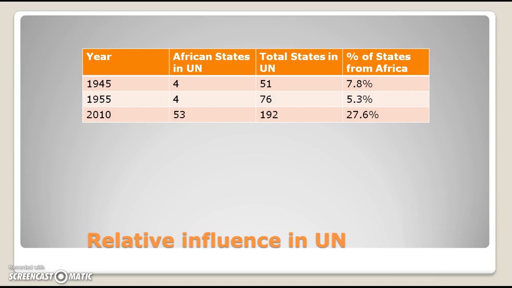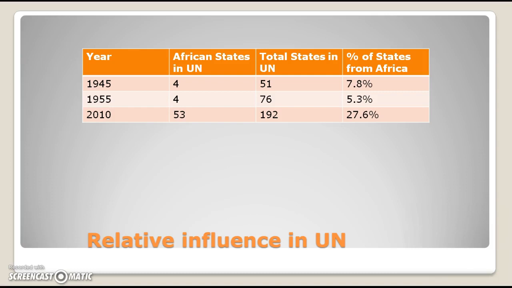There's a lot of states that become independent and join the UN. In the ensuing 10 years, that's 27 new states. It drops the ability of African influence on decisions, but that's really changed in the interim. And actually, these numbers are 54, 192, and 27.9% since South Sudan has joined in the interim.